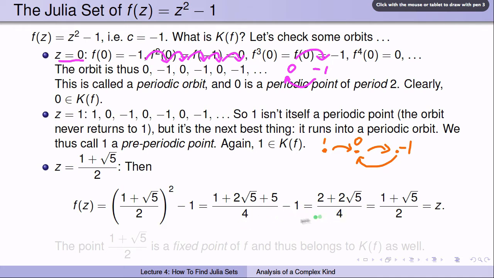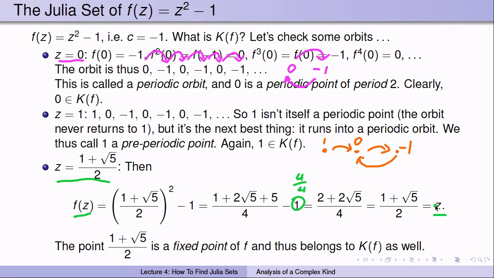Let's find the common denominator, which is 4. So we subtract 4 in the numerator if we make this 1 into 4 divided by 4. And we are left with (2 plus 2 square root of 5) over 4. That simplifies to (1 plus square root of 5) over 2, but that's the z we started with. So we found a point z, namely (1 plus root 5) over 2, that satisfies f of z equals z. Such a point is called a fixed point of f, because f takes that point and maps it to itself. It's fixed under f.